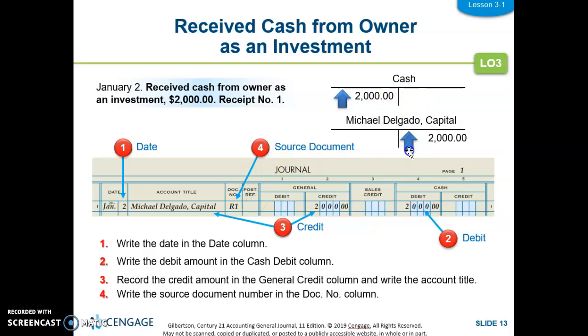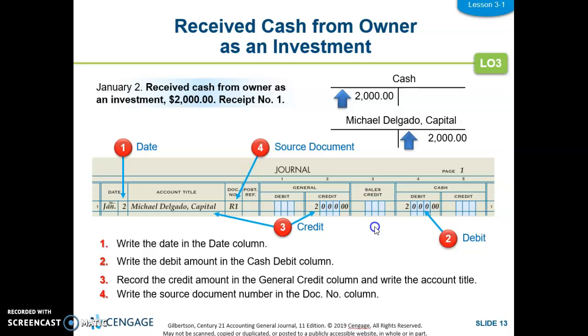So we have two accounts, cash and Michael Delgado Capital. Cash has a special amount column just for cash. So because of that, we do not need to write the cash account title. We will, however, need to write Michael Delgado, Capital, because there is not a special amount column for that. Remember, special amount columns are used for accounts that are used often. So, Michael Delgado, Capital is going to receive a general credit of $2,000, and we will record a cash debit of $2,000 on the same line. So this is one transaction. So instead of using your T accounts, you would record it on this one line in your journal.